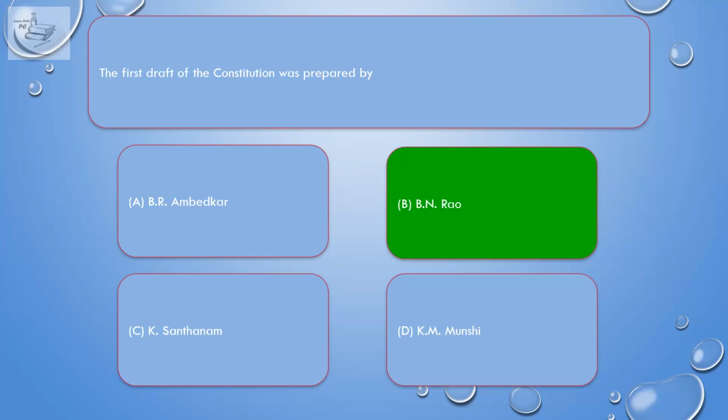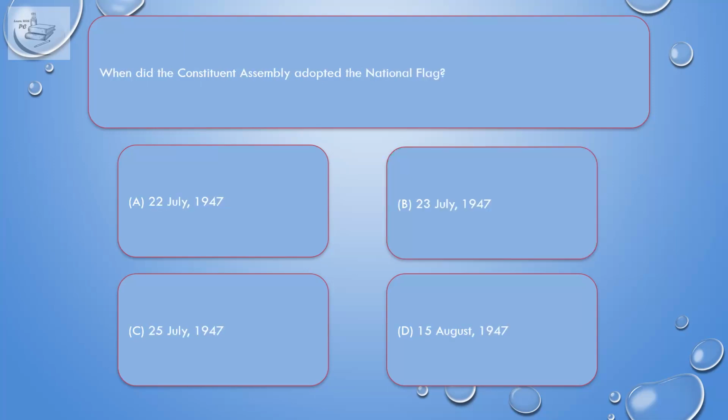Correct answer is B. B. N. Rao. Question: when did the Constituent Assembly adopt the national flag? A. the 22nd of July, 1947. B. the 23rd of July, 1947. C. the 25th of July, 1947. D. the 15th of August, 1947.